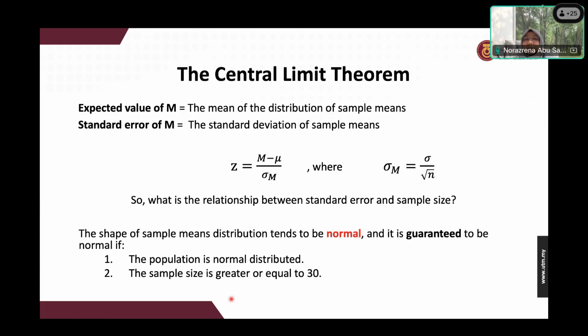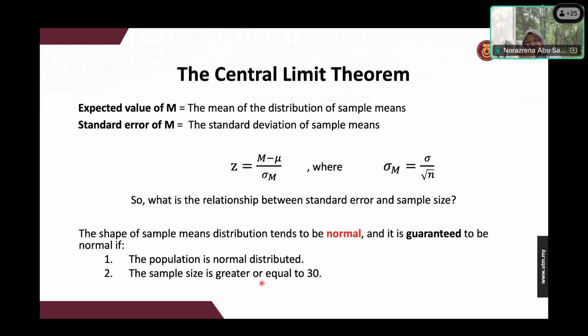Okay, so this is the central limit theorem. In the central limit theorem, the shape of the sample means distribution tends to be normal, and is guaranteed to be normal if the population is normally distributed. So this one needs to be checked using the normality test: whether the population is normal or not. Because if we get the data from a non-normal population, of course the sample is possibly not normal also. Another requirement is that the sample size must be greater than or equal to 30.